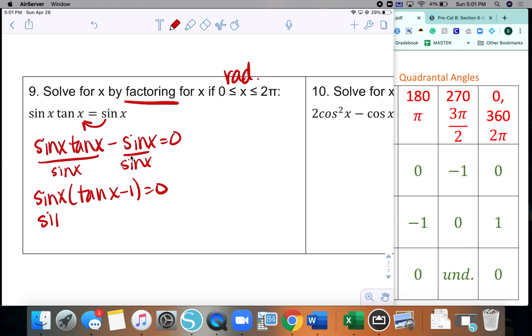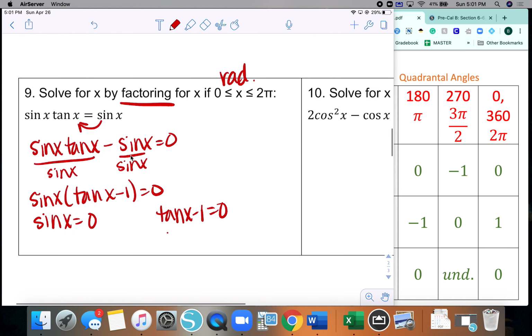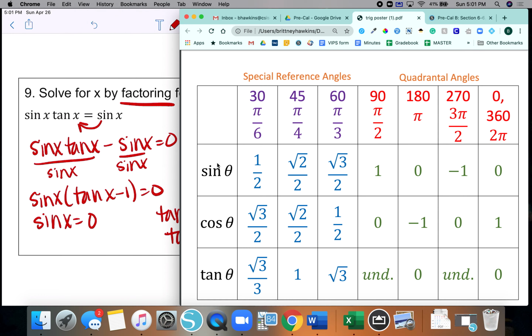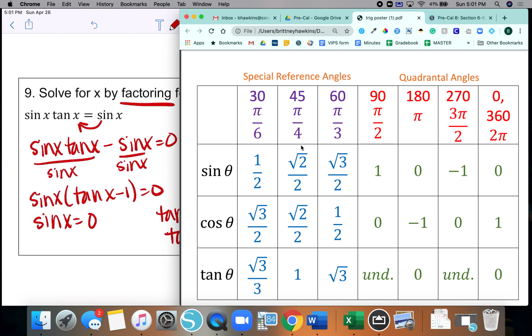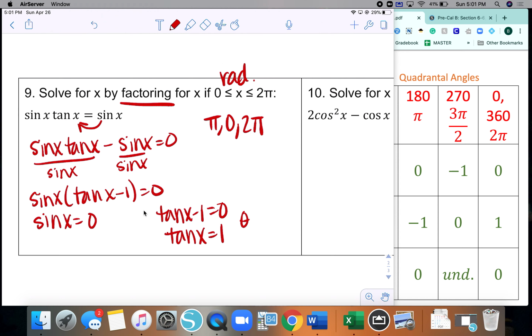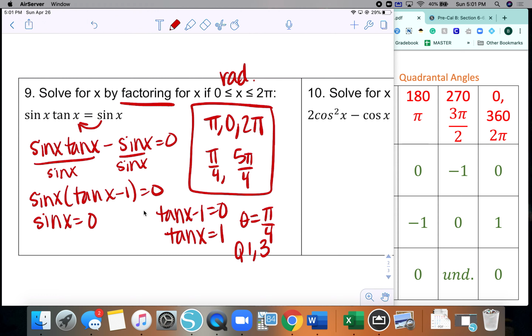So my factors are sine of x equals 0 and tan x minus 1 equals 0, so that would be tan x equals 1. Sine is 0 at pi, and then also at 0 and 2 pi. And then tangent is 1 at a reference angle of pi over 4. It would be in quadrants 1 and 3, so pi over 4 and 5 pi over 4. So all 5 of these would be your answer.